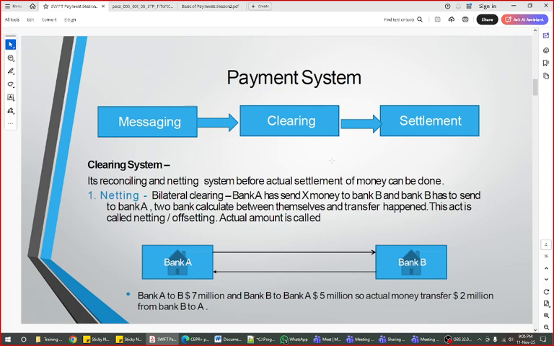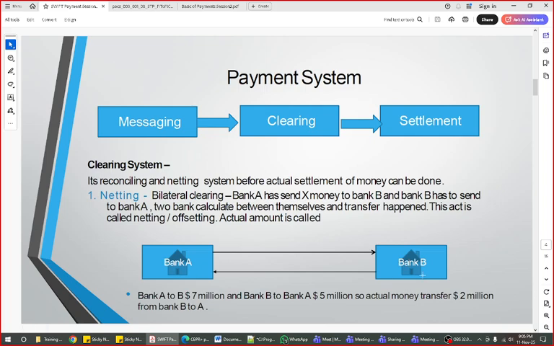We discussed yesterday that there are different parts of a payment system: messaging, clearing, and settlement. Messaging we are going to discuss in detail, where we talk of MT messages and MX, but clearing is mentioned here. There are two types of clearing: netting and RTGS, real-time gross settlement. In netting, the difference between the settlements of two banks is calculated, and only that is transferred. For example, bank A wants to send bank B 7 million, and bank B wants to send 5 million. So only the difference of 2 million is transferred from bank A to B. This concept is called netting.